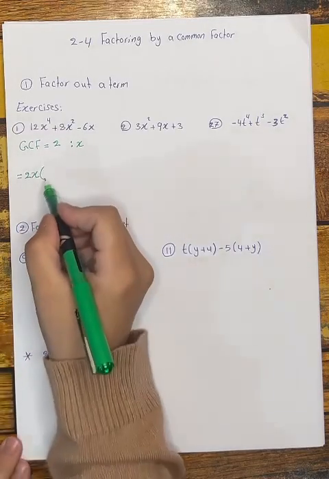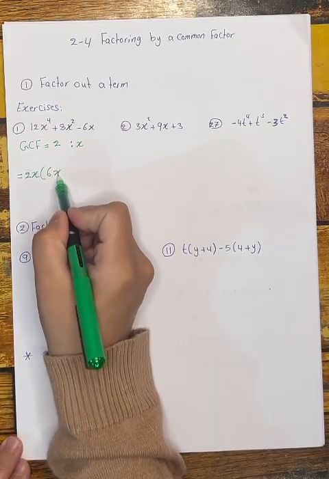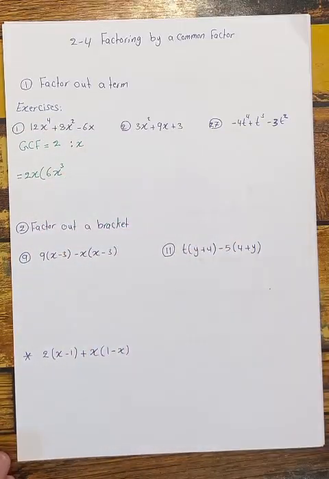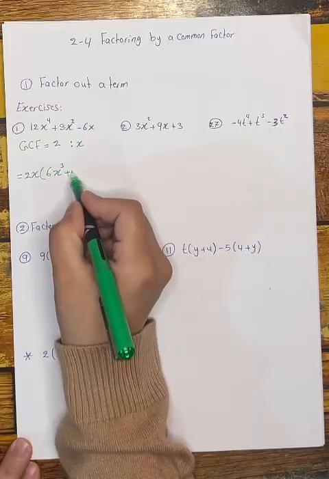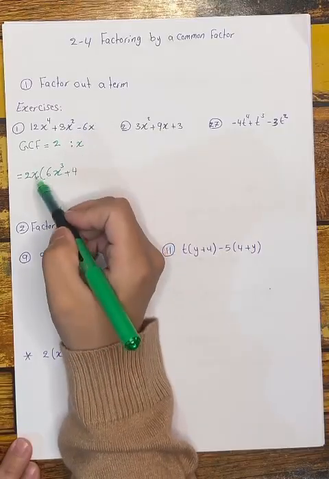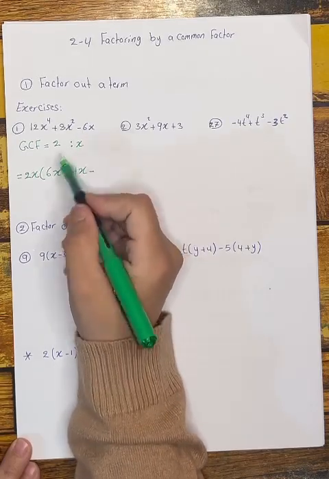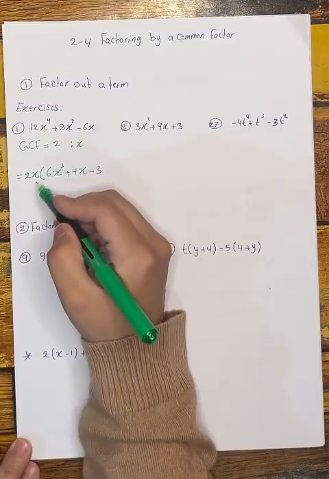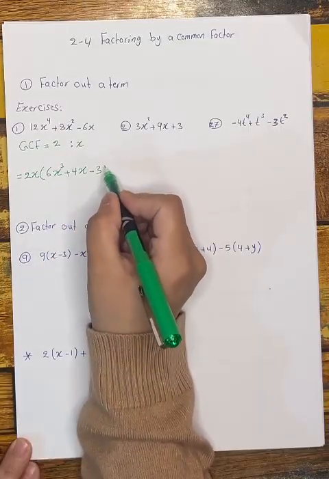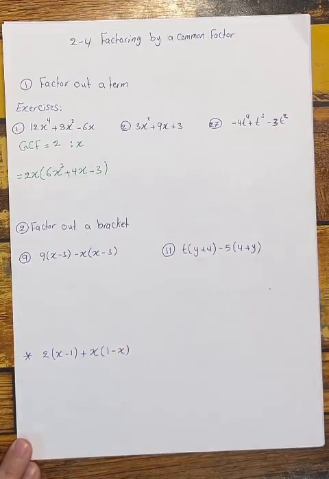12 divided by 2 is 6. x^4 divided by x^1 will be x^3. As you know, we need to subtract the powers when we divide. Plus, as it is, 8 divided by 2 will be 4. x^2 divided by x will be x^1. Minus, as it is, 6 divided by 2 will be 3. x divided by x will be 1, so we don't need to write 1. We need to get the bracket in simplest form.